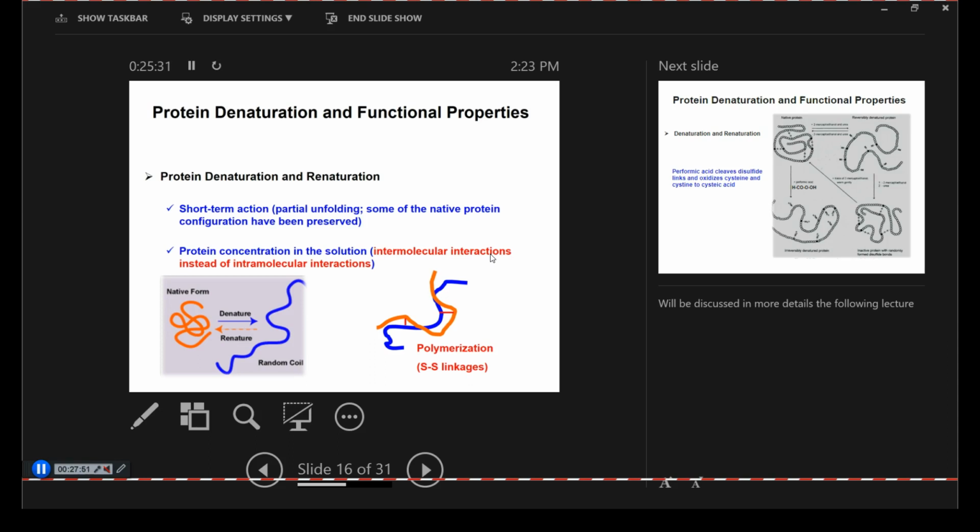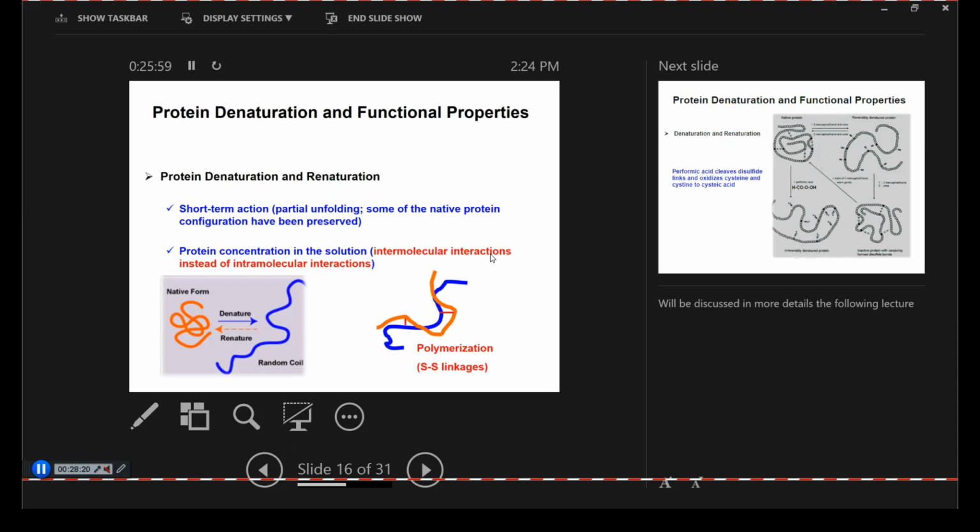Why? Because when you have close proximity of proteins that are unfolded, you have a lot of hydrophobic groups exposed, and they're in close proximity to each other, so they're going to attract each other and form hydrophobic interactions to get away from water. And not only hydrophobic interactions, if a protein is unfolded, then the free sulfhydryl groups are going to come in close proximity to each other.